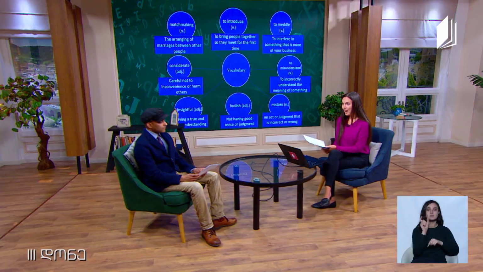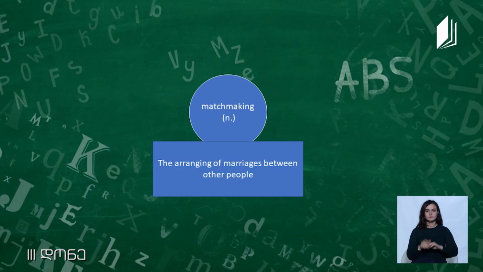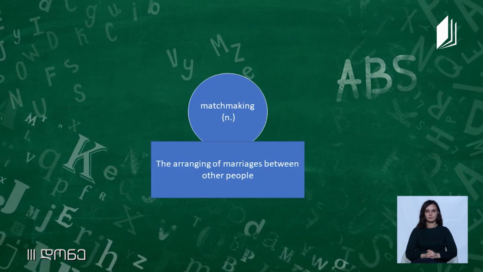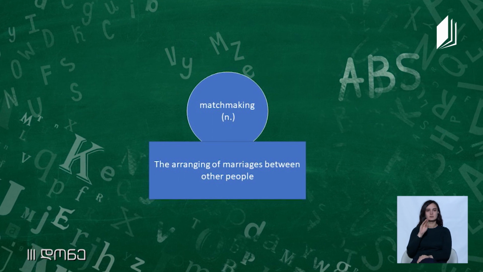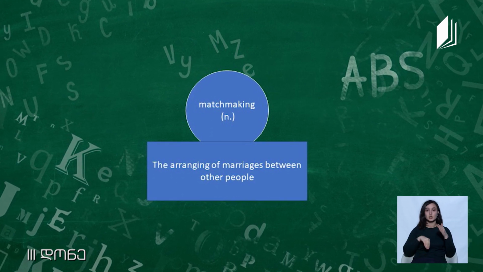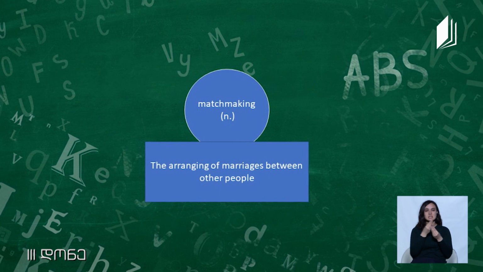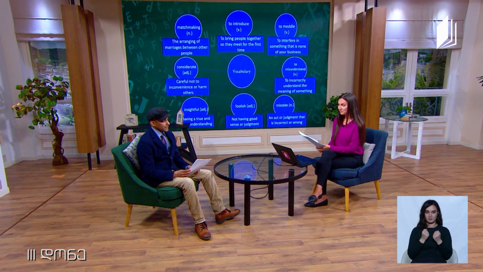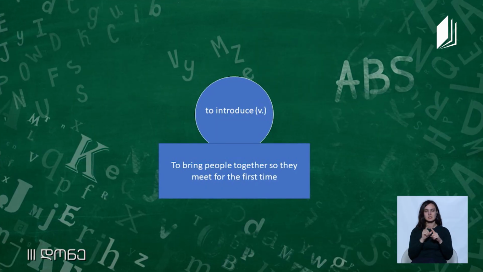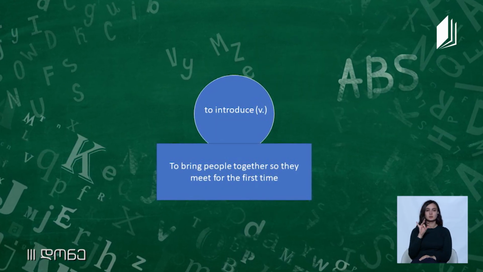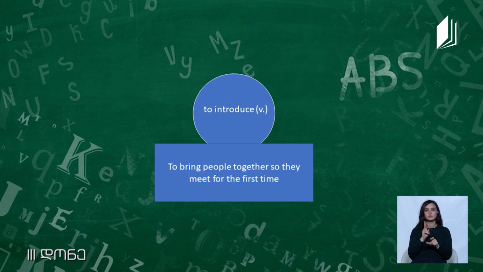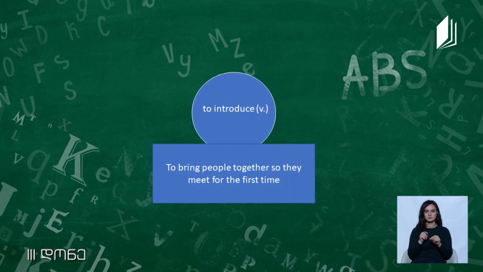Me too. Now, our first vocabulary word is matchmaking. Matchmaking is the arranging of marriages between other people, and the person who does the matchmaking is called a matchmaker. Our next word is to introduce. Now, this is important for the story because it's to bring people together so they meet each other for the first time, which happens often.